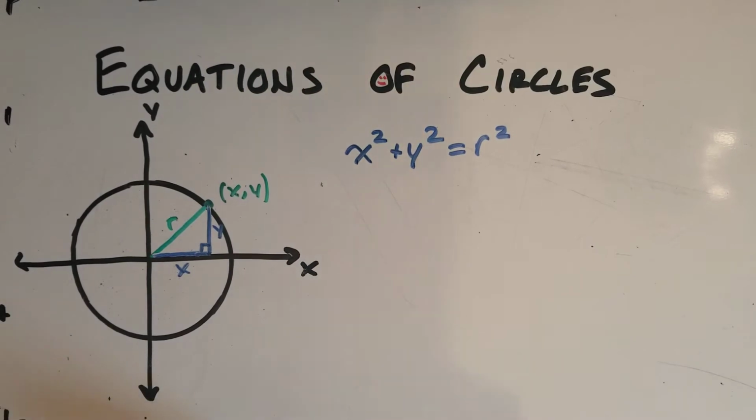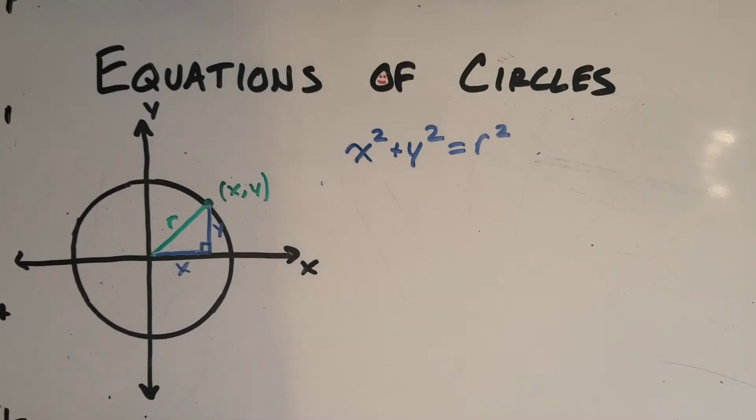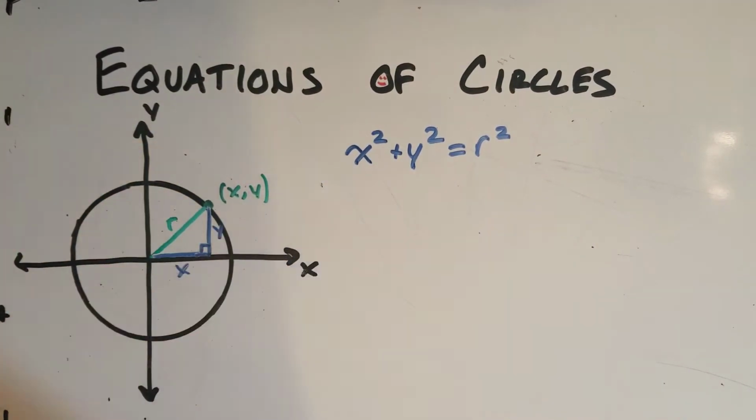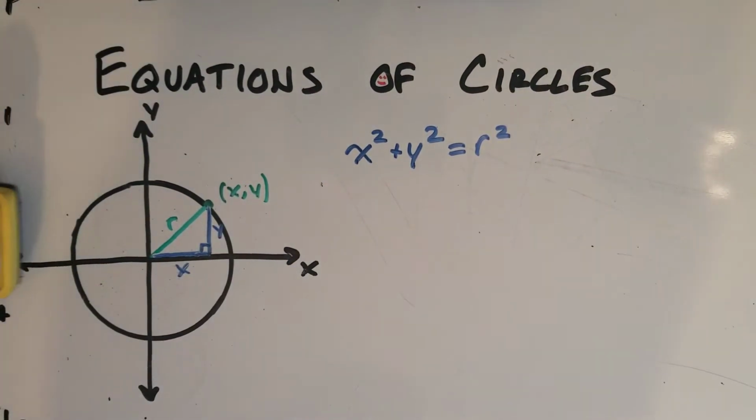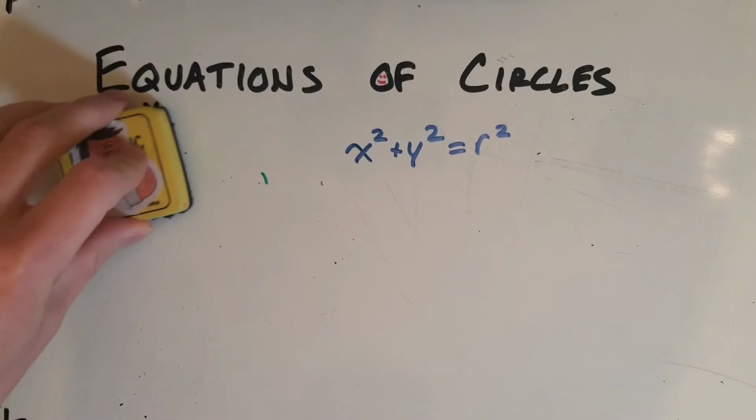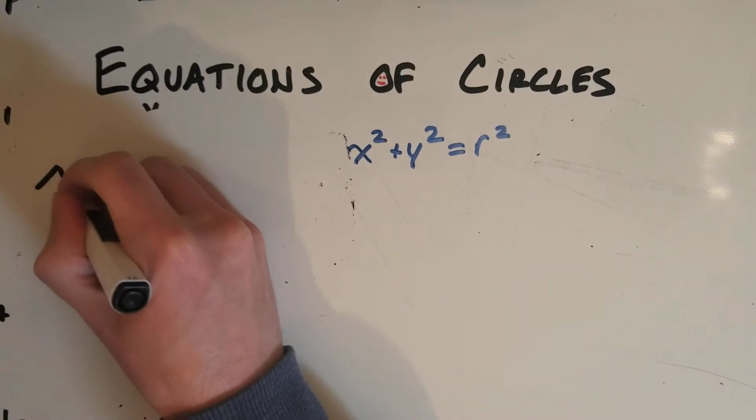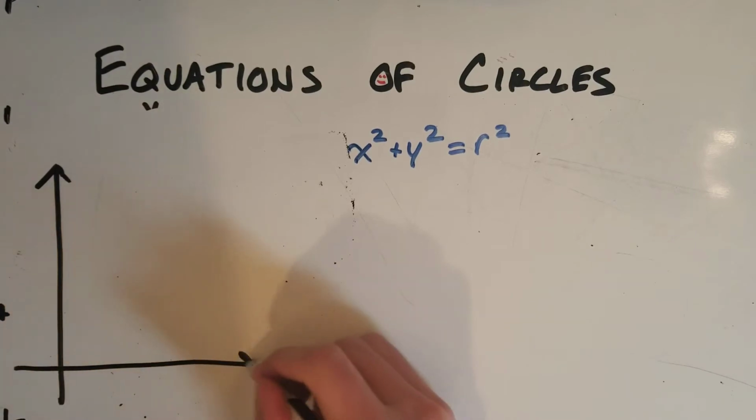And this equation represents this circle centered at the origin. Now, not all circles are going to be centered at the origin, so we're going to take this one step further, really applying the same concept, but we're going to move that center. So let's go ahead and take away our circle, and let's stay in the first quadrant here.